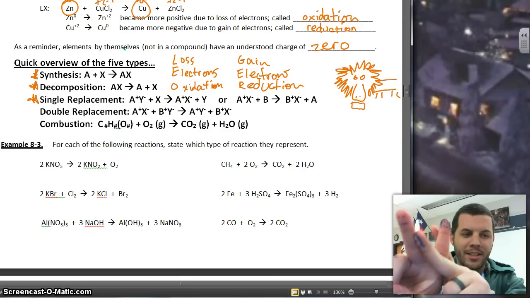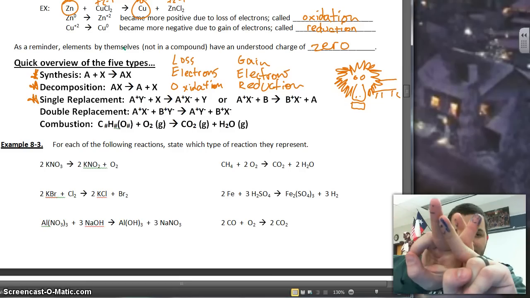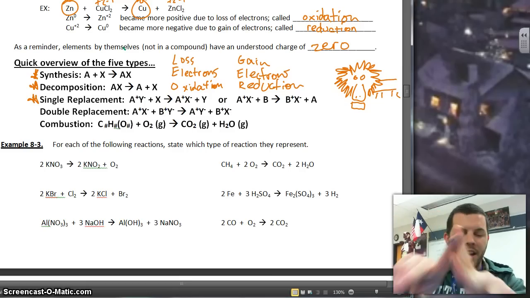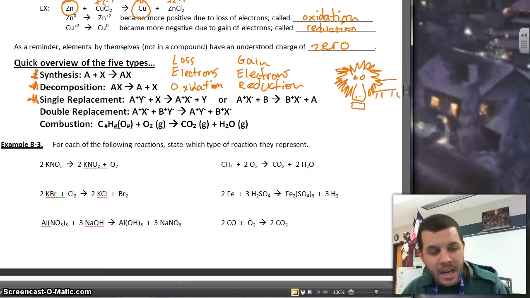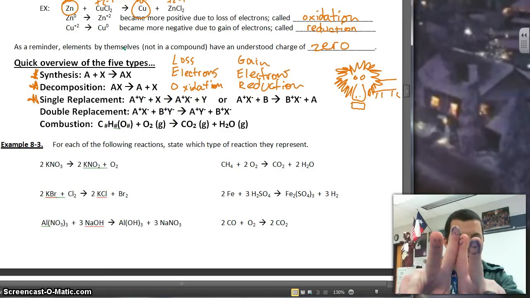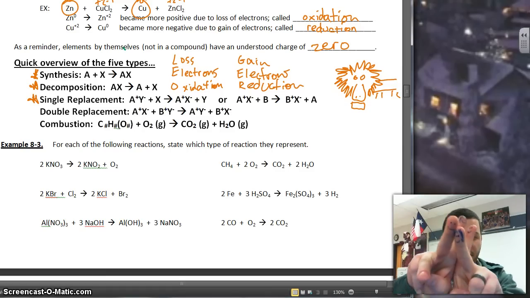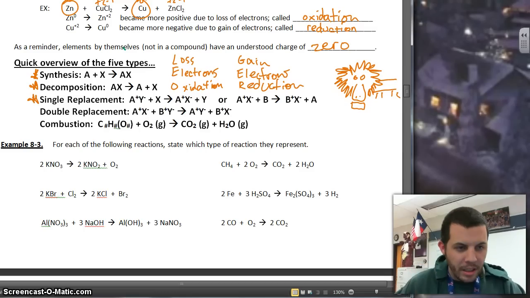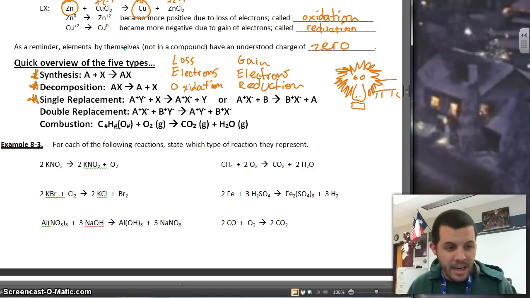Oh yeah, now we're dancing. Look at us, we're all dancing. So that's what happens, and that's a double replacement. You start off with two compounds, and then you do a little switcheroo, and now you've got two other compounds that are doing their thing. So that, my friends, is a double replacement reaction.